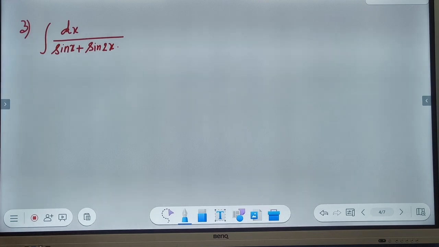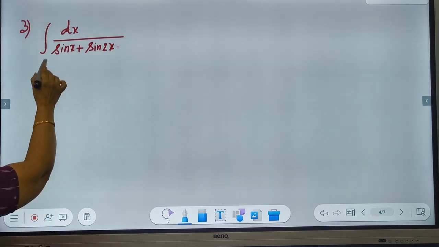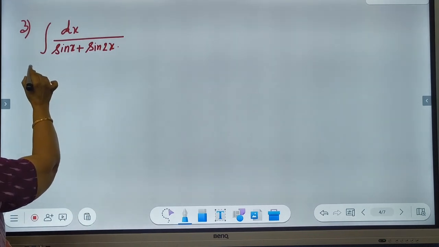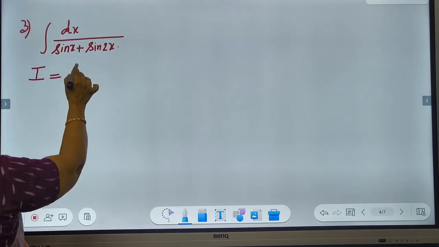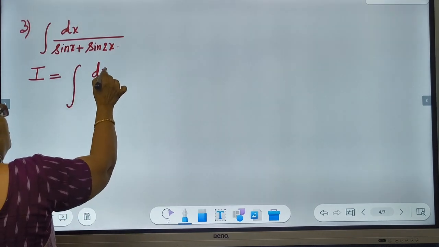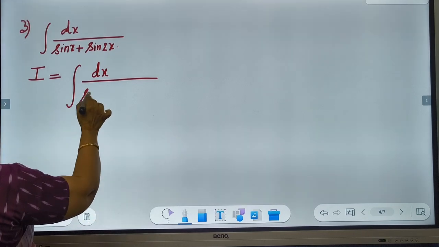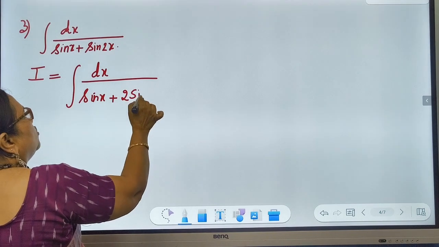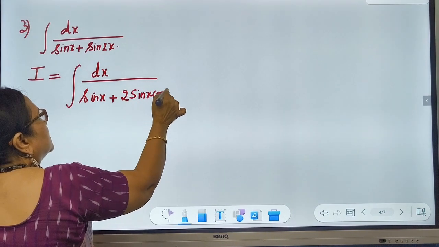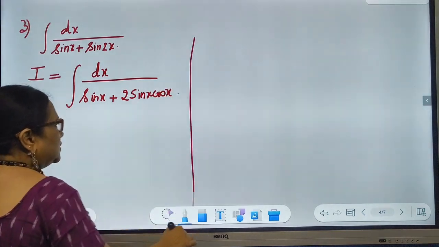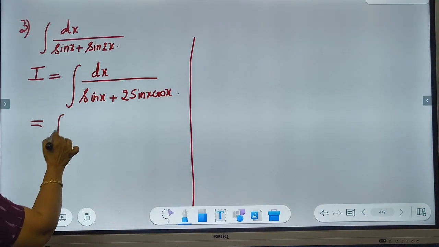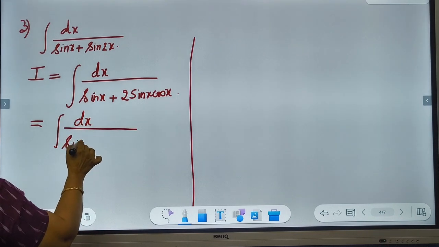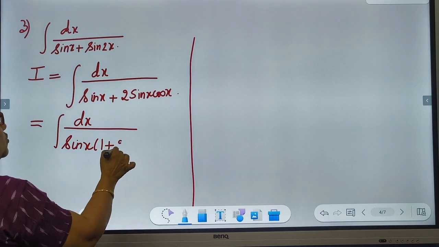Now this is an application problem. We have integral of dx by, so we are going to use some technique, a very important competency based problem. I equal to integral of dx by (sin x plus sin 2x). I can write it as 2 sin x cos x. This is integral of dx by sin x into (1 plus 2 cos x).